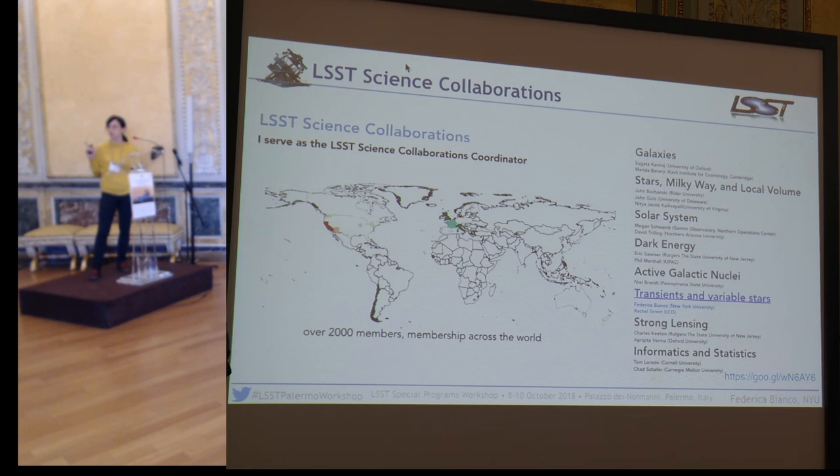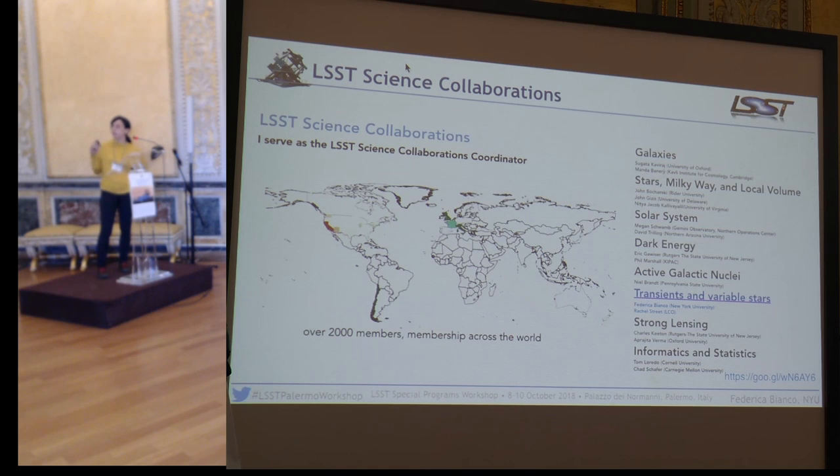This slide is a little bit out of date. There are now new members both in Asia and the Pacific that are joining the science collaborations after having acquired rights. There are 8 science collaborations. They're divided broadly by scientific interest and expertise. I'm highlighting the Transients and Variable Stars collaboration because it's the one that I'm co-chairing.